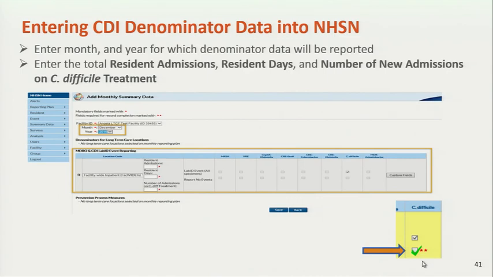And what that means is that you need to put a check mark in that box indicating that you are confirming that, yes, I am reporting C. difficile LabID events for this month, but I didn't have any to report. So you're just confirming that by checking yes.